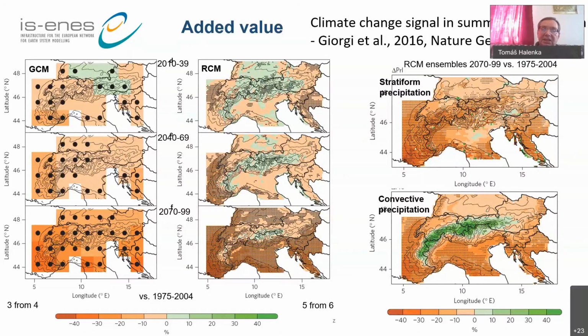And there is some analysis on the right-hand side. That's actually analysis of stratiform and convective precipitation. And you can clearly see that the signal is definitely coming from convective precipitation, from summer convection, which is, again, something telling us a lot. So, please, next.